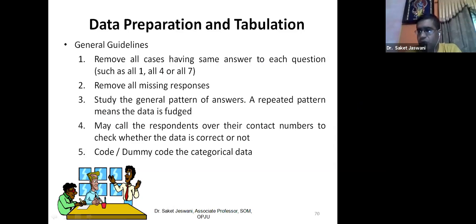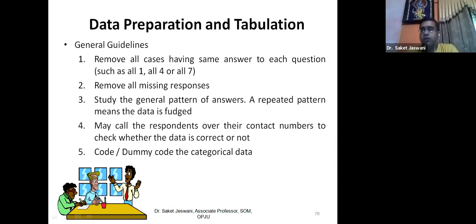Certain respondents are not very interested in providing responses, but they are bound to give responses, so they do not seriously give them. They make some peculiar pattern in giving the responses, right? Some might give answers of all 1, or all 5, or all 4. You need to search for such a pattern and remove those responses, like all 1, all 4, or all 7.